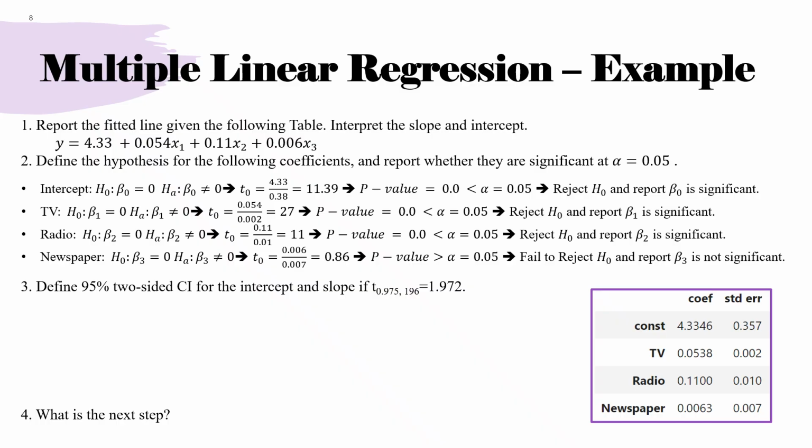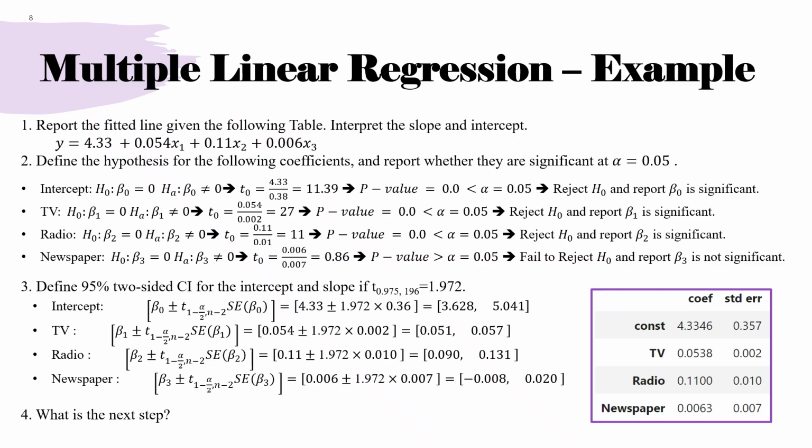For question 2, we use the estimated coefficients and their corresponding standard errors to construct the t-test statistics for each coefficient. We can then either apply the rejection region approach, using the given critical t-value, or rely on our estimated p-value to determine whether each coefficient is statistically significant at the specified significance level as reported here. For question 3, we use the estimated coefficients, their standard errors, and the given critical t-value to construct two-sided 95% confidence intervals for each regression coefficient.